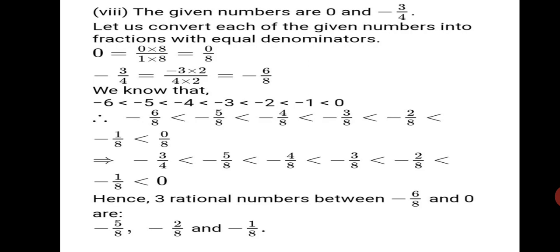So between minus 6 upon 8 and 0 upon 8, we have 5 rational numbers which we can see here. Pick up any 3 and write your answer. Hence 3 rational numbers between minus 6 upon 8 and 0 are, write down, minus 5 upon 8, minus 4 upon 8 you can take, or here it is minus 2 upon 8 and minus 1 upon 8. So any 3 rational numbers you can write which you see between these given numbers.